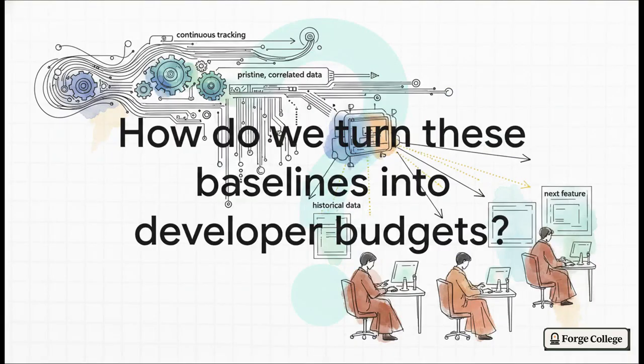Which brings us to a really fascinating final thought to chew on. How do we turn these baselines into developer budgets? Once our continuous tracking pipeline is purring along, fully operational, and we're just soaking up all this pristine, perfectly correlated data day after day, what comes next? How do we take that historical data and use it to proactively guide our engineering team before they even write the first line of code for the next feature?